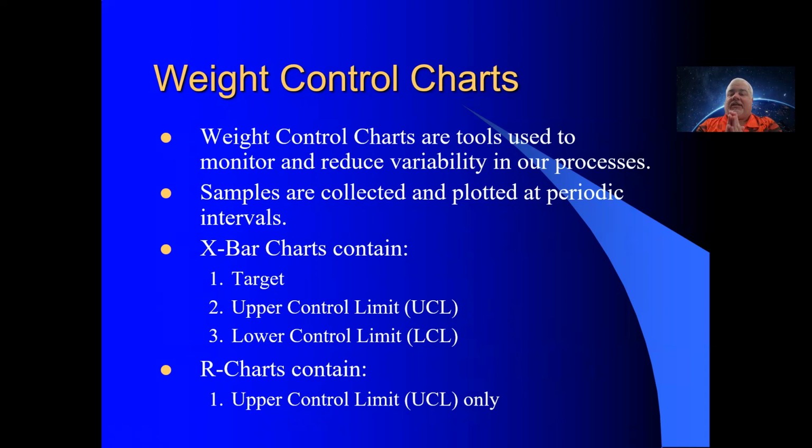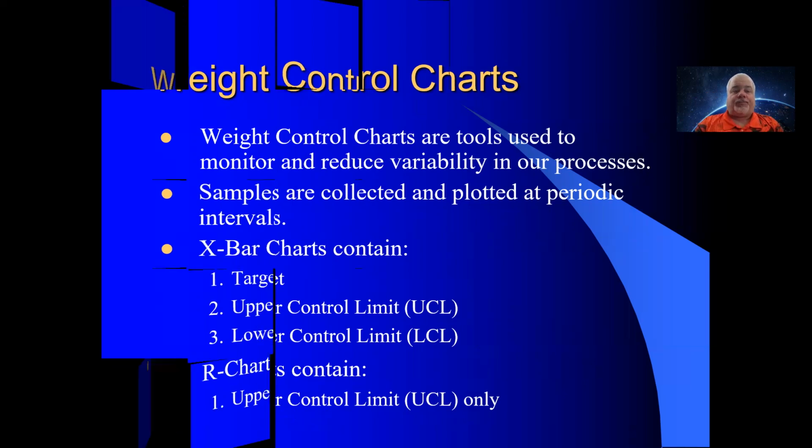If they were all exactly 1 ounce, 1.00, 1.00, 1.00, all 5 of them 1.00, then the range is 0. There's no distance between them. The high is 1.0, the low is 1.0. You subtract the 2, you get 0. Okay, you never can get a negative number in a range chart.